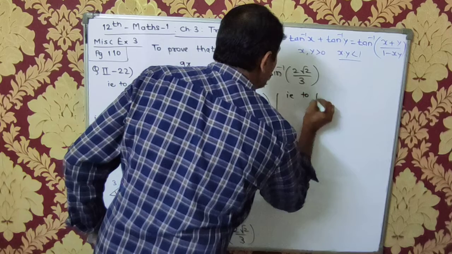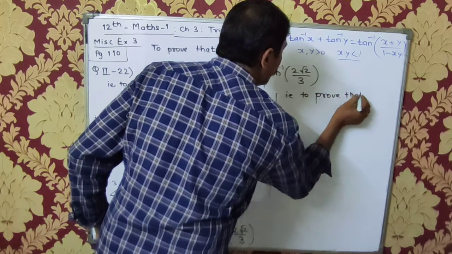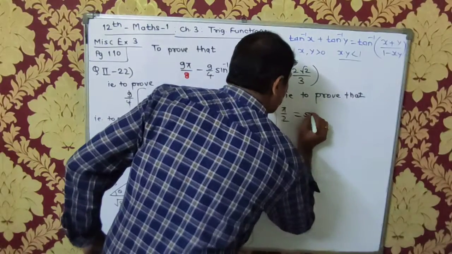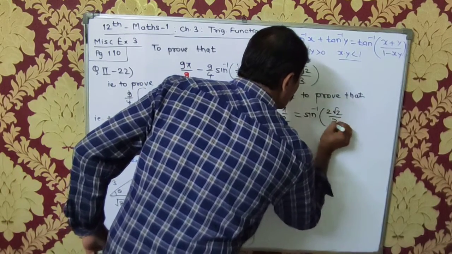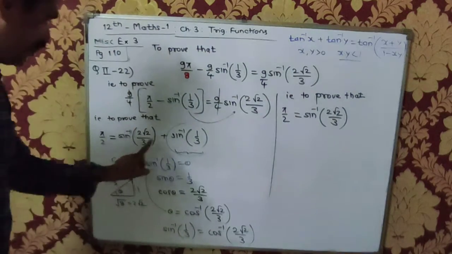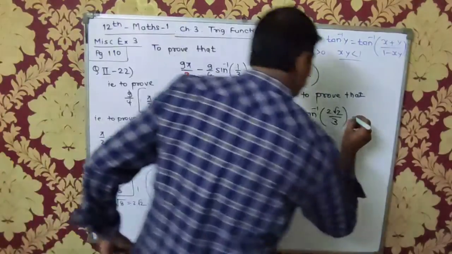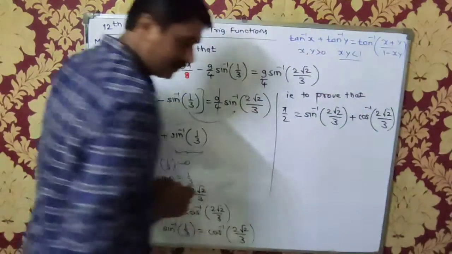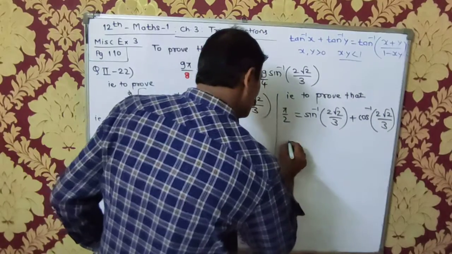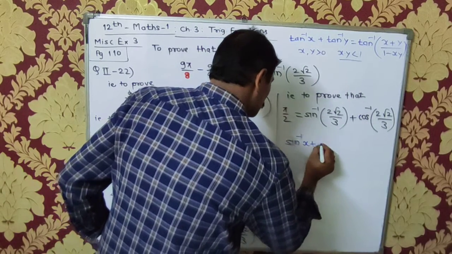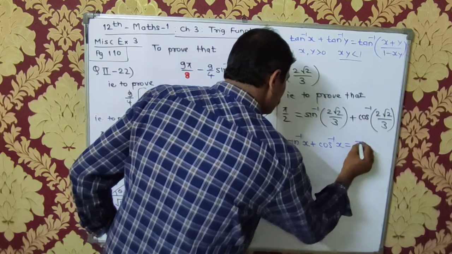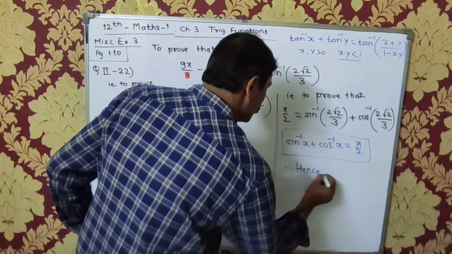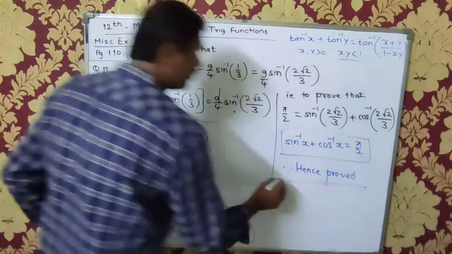that is to prove that pi by 2 is equal to sine inverse of 2 root 2 upon 3. ये लिखा और इसके जगह पर मैं लिखूंगा cos inverse of 2 root 2 upon 3. Now I hope we know the formula that sine inverse of x plus cos inverse of x is equal to pi by 2. We know this formula and therefore this is proved. So I'll say hence proved. Hence proved. Check. Everybody is clear to that.